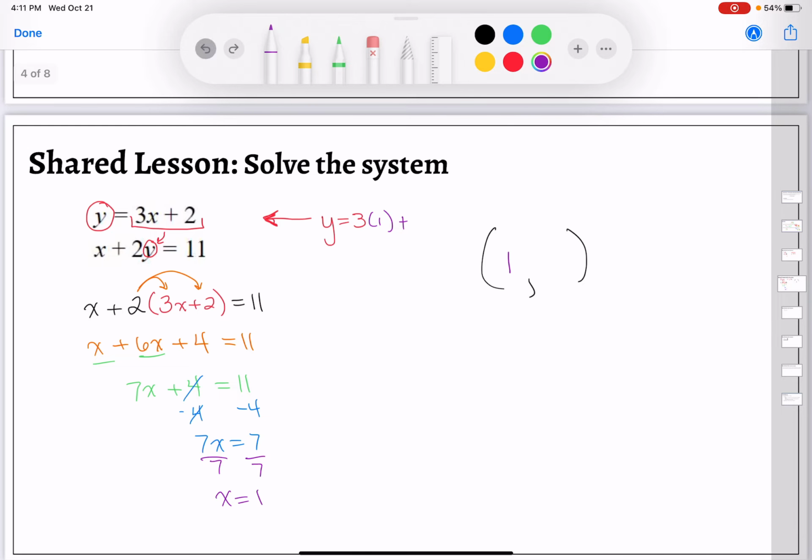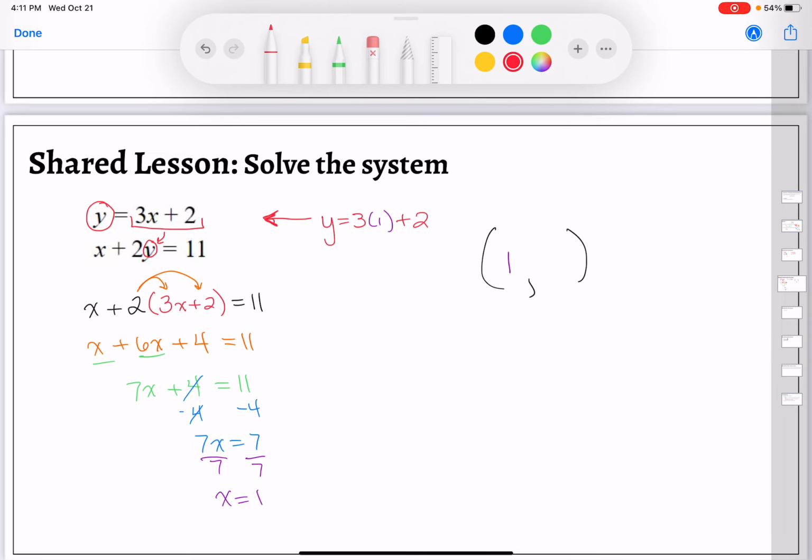Oops, I meant to change back to red. There we go. Okay, so after I solve for one of the variables, I'm going to take that number and plug it in to one of the equations and solve for the other one. Now, I picked the top equation because it was all set up nice for me.